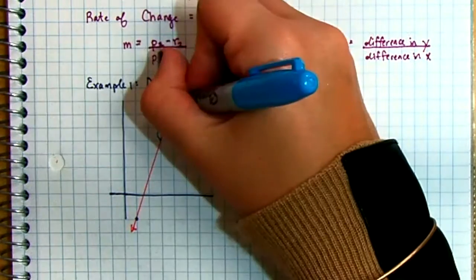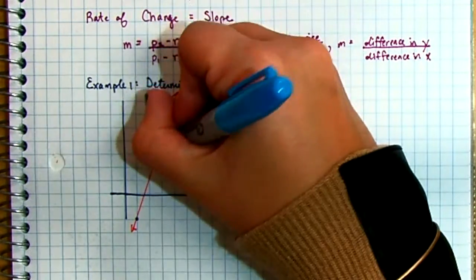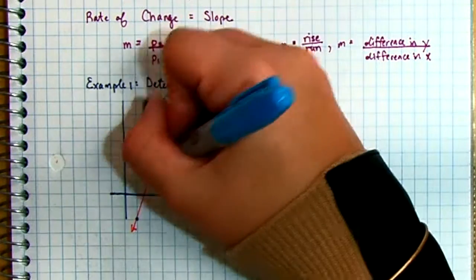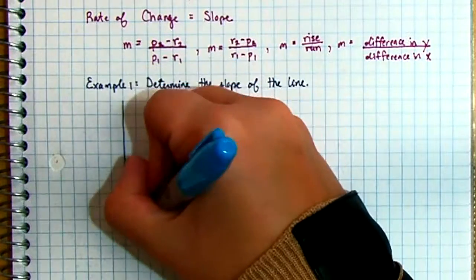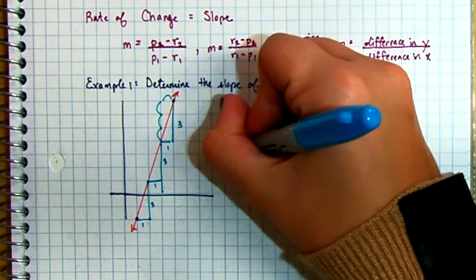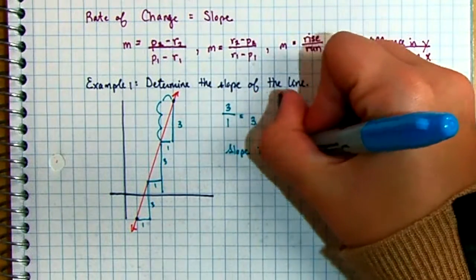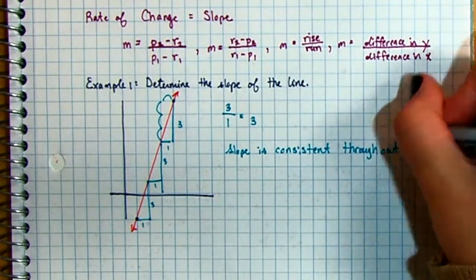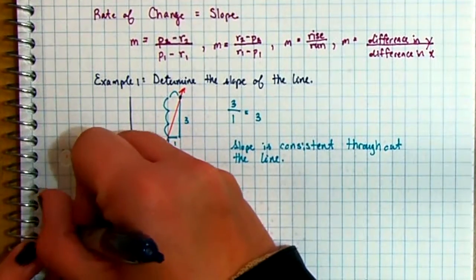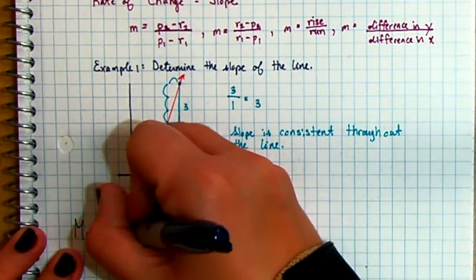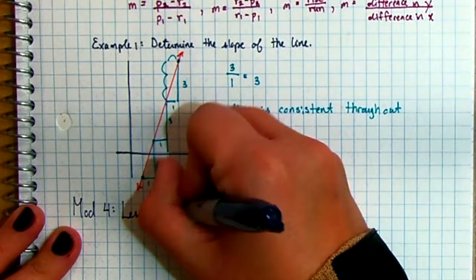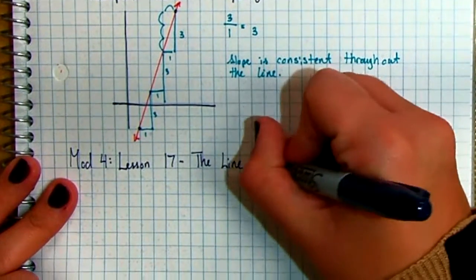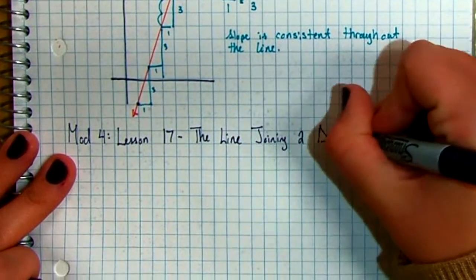So once I have this determined, I can draw what's called a slope triangle and show that vertical distance of 3 and that horizontal distance of 1. But then I can repeat that triangle down my line and determine that slope is consistent throughout a linear equation. So no matter where I am on that line, I should be able to get from point A to point B with a vertical distance of 3 and a horizontal distance of 1.